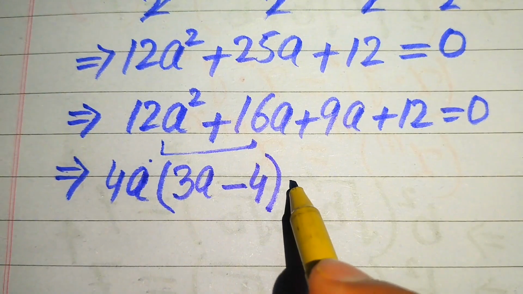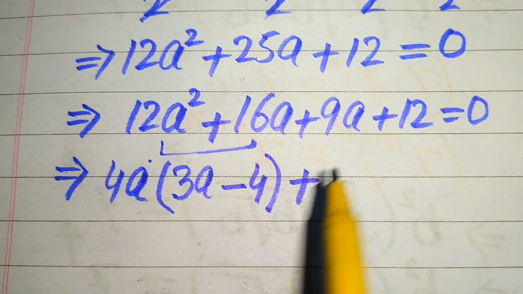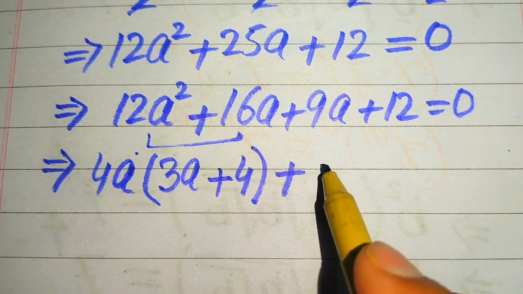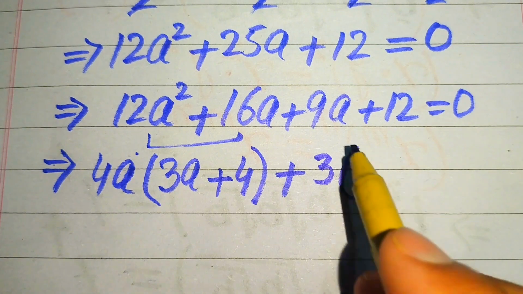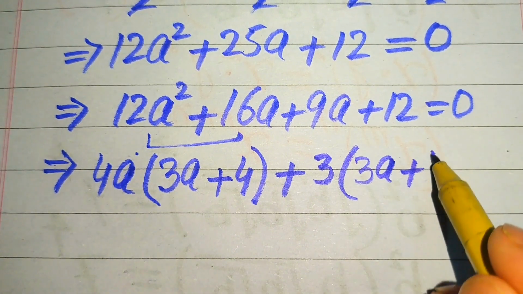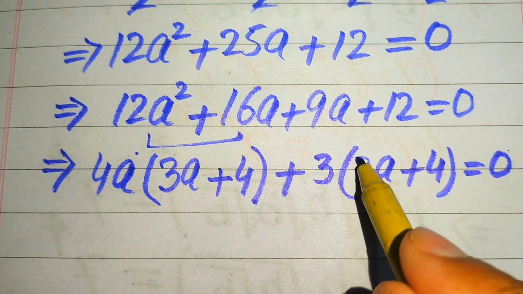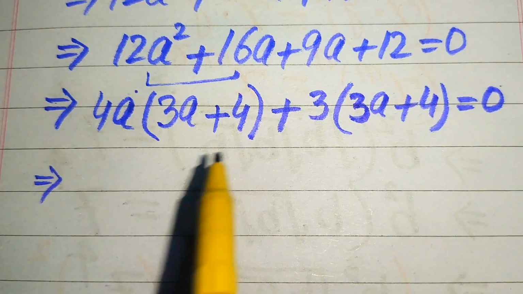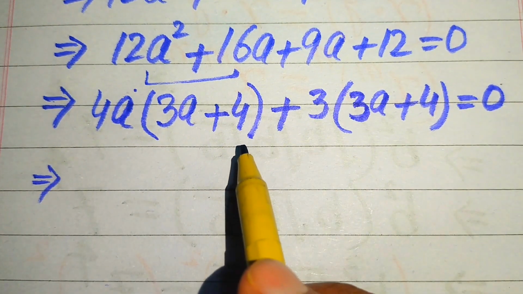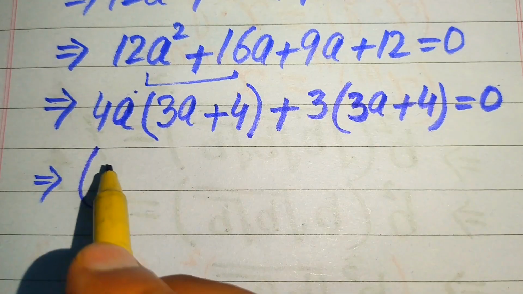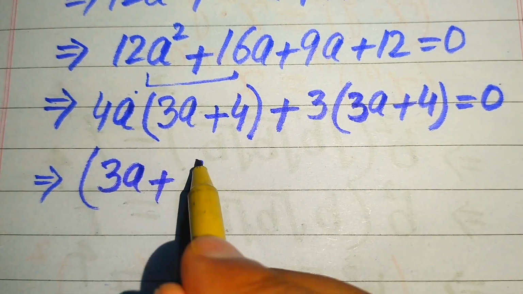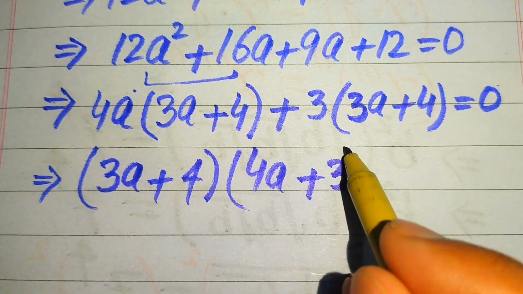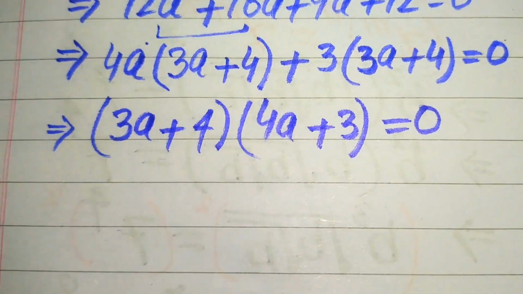We take common a from here, and plus in the same pattern, this is also a positive sign, and from these two terms we take common 3, and we get the remaining values 3a plus 4, and this whole equation is equal to 0. Now in the next step we need more simplification, and from here you see that 3a plus 4 is the common factor, so we take common 3a plus 4, and we get the remaining values: from here we get 4a plus, from here we get 3, and this whole equation is equal to 0.